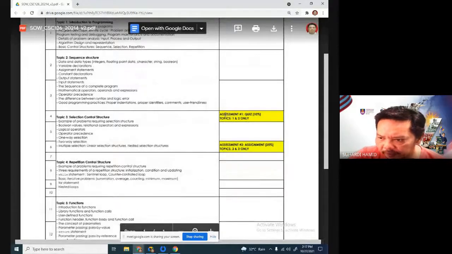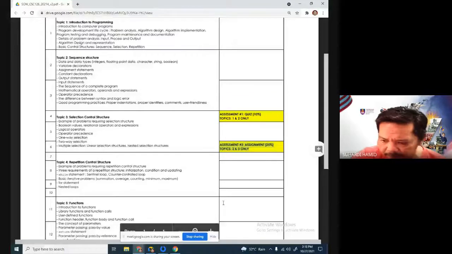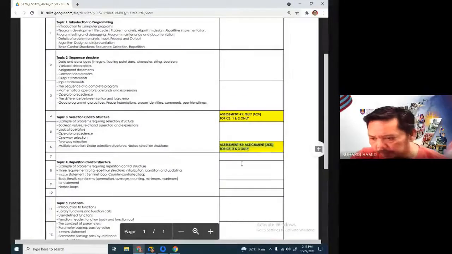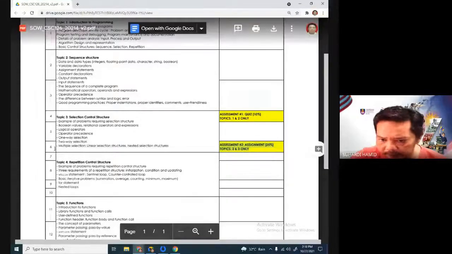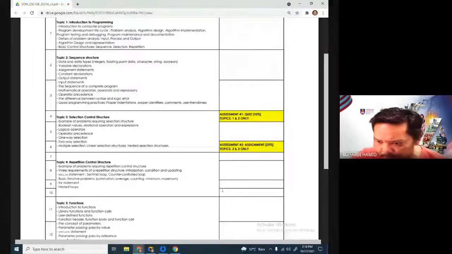Next week, we're going to have the first quiz that will carry 25%. And there will be assessment number 2, assignment 25%. This is going to be a personal individual assignment that you will have to work on and submit. Supposedly on week number 6. I have yet to find out about this because otherwise it was supposed to be some other weeks.